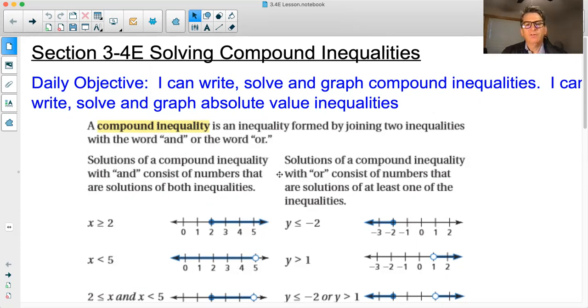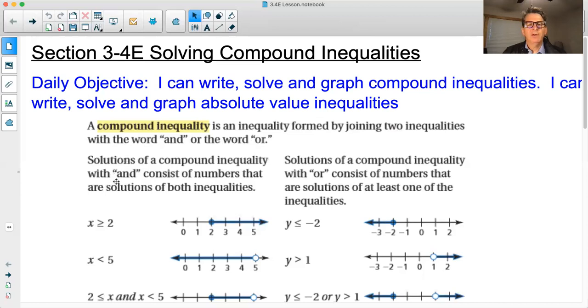So the first part is the definition of a compound inequality. It's an inequality formed by joining 2 inequalities with the word and or the word or. Okay, so this is split up into 2 columns here.